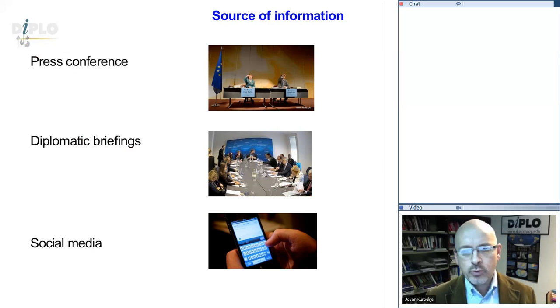Now, what are the sources of information in diplomacy, multilateral diplomacy? Usually at the end of every major meeting, we have a press conference for the public. We have diplomatic briefings usually for smaller groups. In this context, the European Union conducts briefings for their member states. And now we have social media, which will be the main focus of our presentation today.